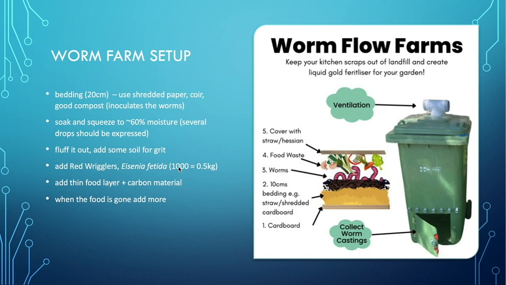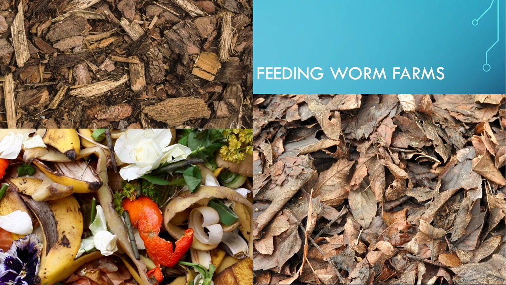And you want to add some red wigglers, Eisenia fetida, 1,000 worms or so, which is half a kilo, and add a thin layer of food and carbon material. And when the food is gone, you add some more. So this is just a simplified version of looking at this, but you really want some carbon as well on top of the food layer. So you want to feed everything except for citrus, large amounts of onion or anything like that. You just want to make it nice and simple for them to digest. So soft foods, of course, no dairy or meat, because that will attract all kinds of other organisms. Weeds will be okay if you've got some. You don't want to ever overload and overfeed them.